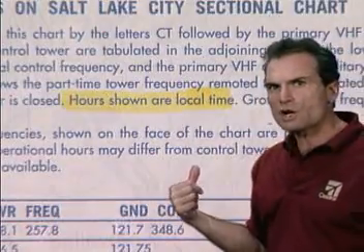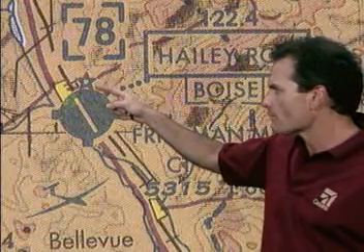Now, if we go back to the chart, the star above the airport symbol means that they have a rotating beacon. A rotating beacon is a light that sits on top of a tall tower, and it rotates around, and it helps you find the airport at night. We'll talk more about what it looks like when we talk about night flying.